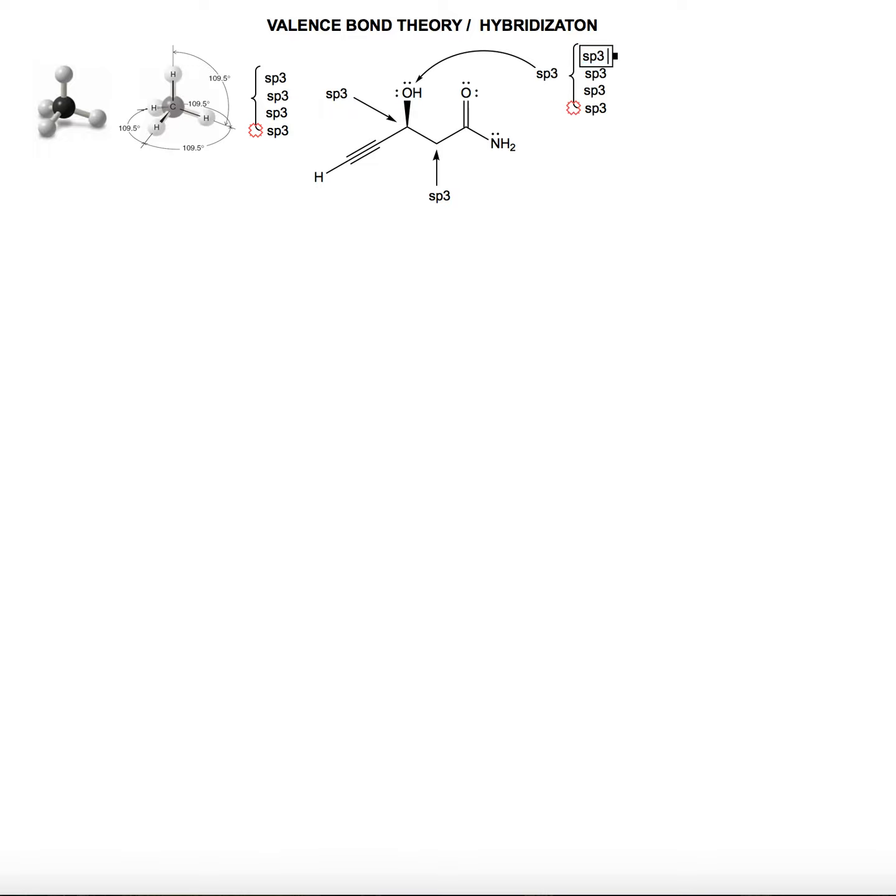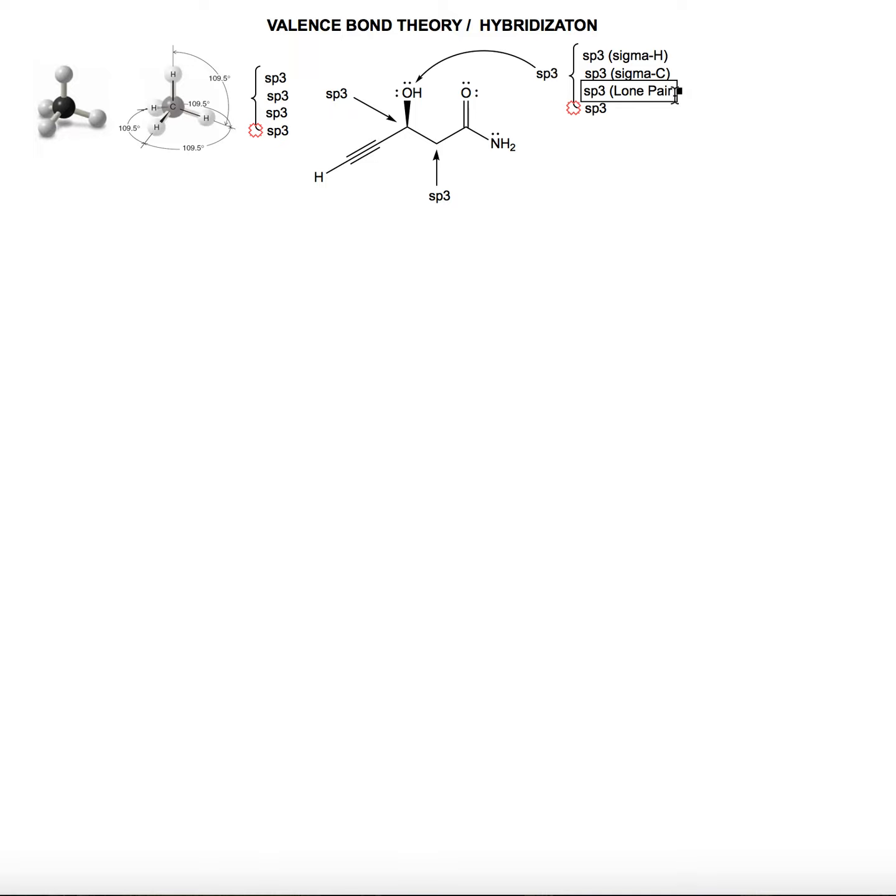So 1 sp3 is used for 1 sigma bond, I'm gonna say, to the hydrogen. Another sp3 is used for another sigma bond, in this case to the carbon atom. And then the 2 remaining sp3 hybrid orbitals are used for what? For the lone pairs. Lone pair 1 and lone pair 2.